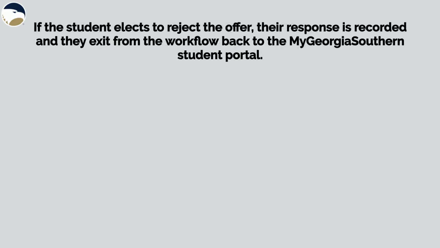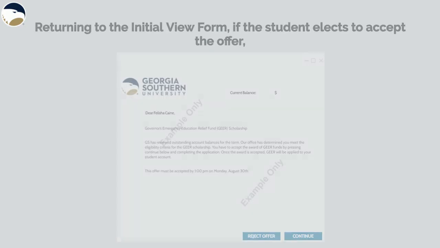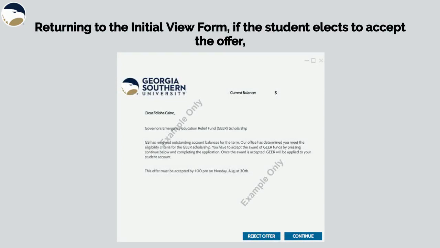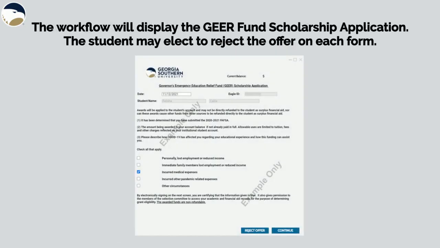If the student elects to reject the offer, the decisions workflow will save the student's response, stop the workflow, and redirect the student to the My Georgia Southern portal. Returning to the initial view form, if the student elects to accept the offer, the workflow will display the GEER Fund scholarship application. The decisions form permits the student to select how COVID-19 has affected them and their inability to pay their balance. As on the initial view form, the student can reject the offer at this point.